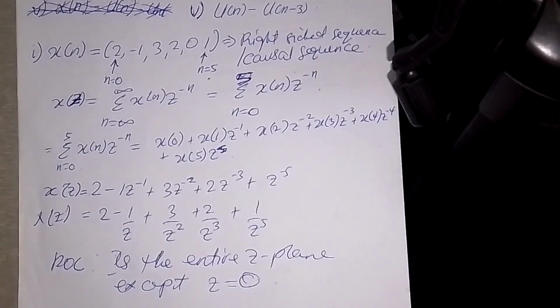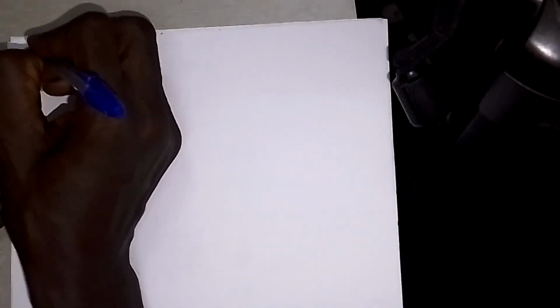Alright, let's go to the next question. The next question is II. You see that if you look at II, all the signals are going to the left. So it's a left-sided signal. Left-sided signals are called anticausal signals. So II.